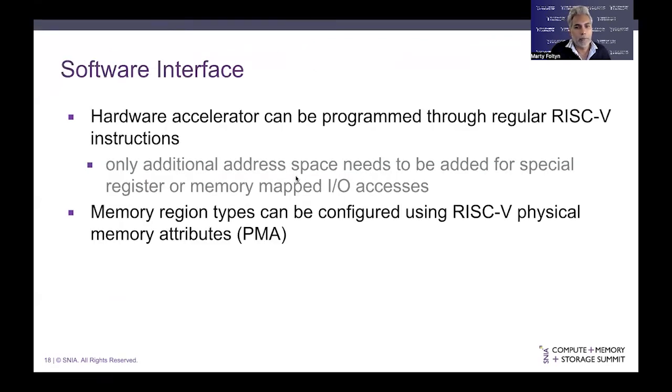We mentioned how software can just use regular RISC-V instructions to configure the accelerator. The change that is needed is the actual address space for the special registers needs to be expanded. But other than that, no other new instructions need to be added. The memory region can be configured using physical memory attributes, which RISC-V leaves to the platform to specify.